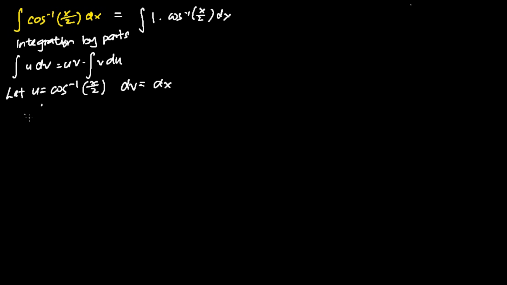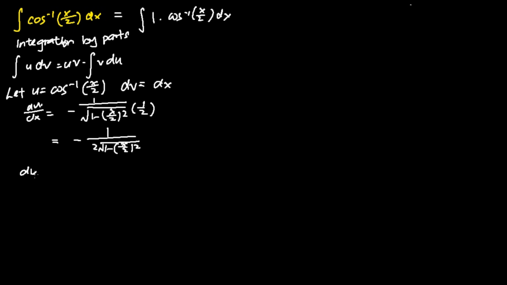To find my du term, I differentiate u with respect to x. This gives me minus 1 over the square root of 1 minus (x over 2) squared, and then I differentiate x over 2, I get half. This is equal to the negative of 1 over 2 times the square root of 1 minus (x over 2) squared. To make du the subject, I multiply both sides by dx.